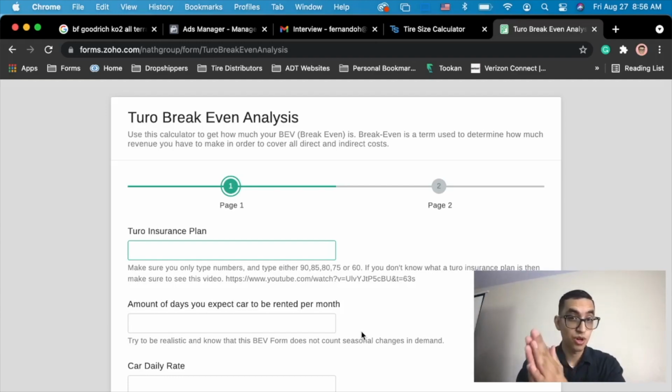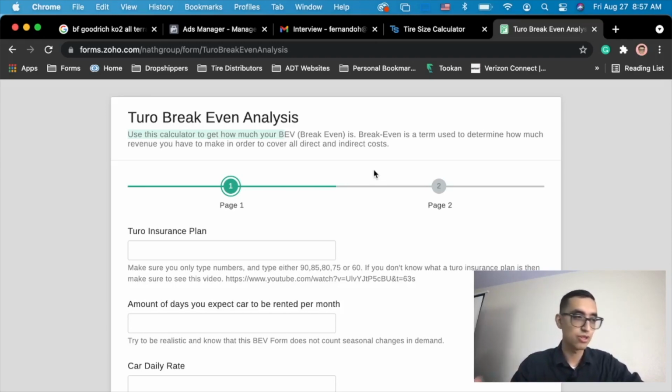All right, guys, so when you get to this page right here, you're going to see Turo break-even analysis. Use this calculator. You'll see right here on top, I made a nice little description. Use this calculator to get how much your break-even is.